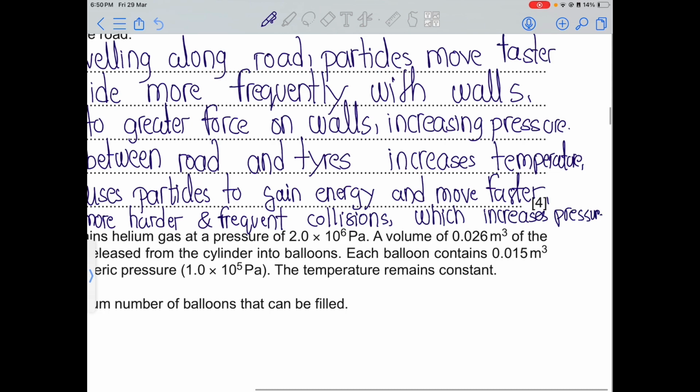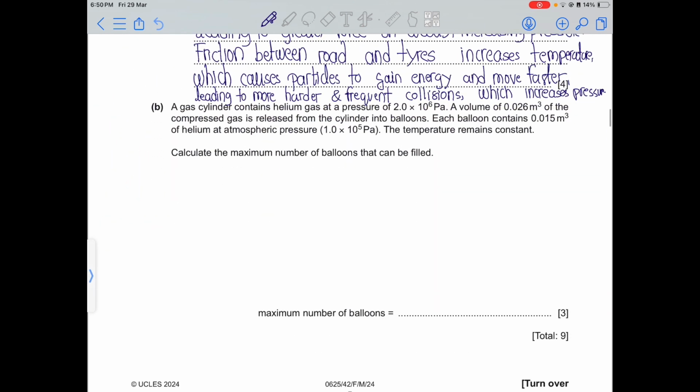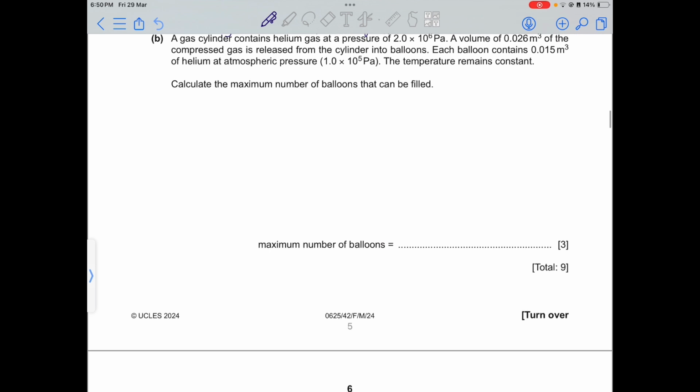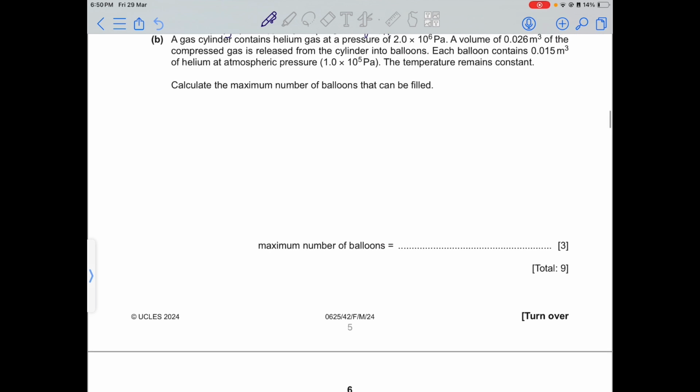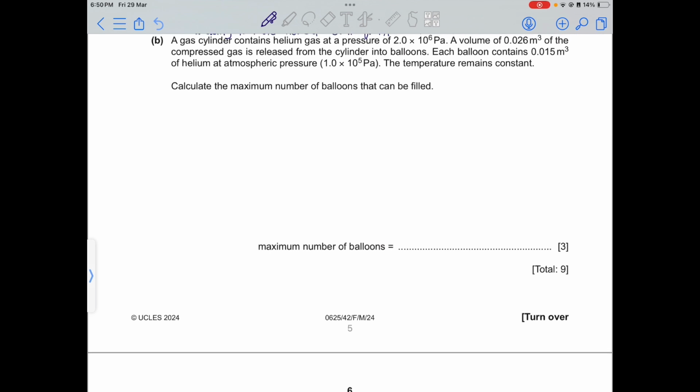Next up, it's a bit long, I'm sorry for that. A gas cylinder contains helium gas at a pressure of 2.0 × 10^6 pascals. A volume of 0.026 meters cubed of the compressed gas is sealed from the cylinder into balloons. Each balloon contains 0.015 meters cubed of helium at atmospheric pressure. The temperature remains constant. Calculate the maximum number of balloons that can be filled.